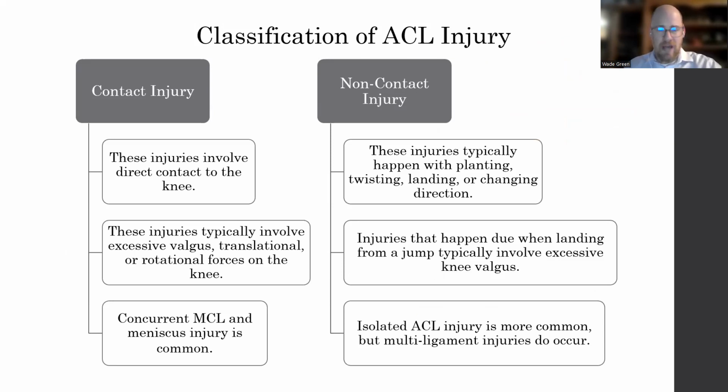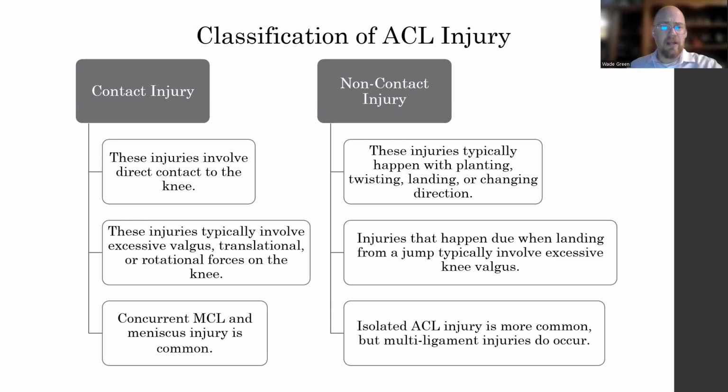Okay, injuries to the ACL. Usually we divide injuries to the ACL into two types. The first type of injury to the ACL is a contact injury. That's where someone hits the patient, the athlete, in the knee, runs into them, and they tear their ACL due to a contact force, right?